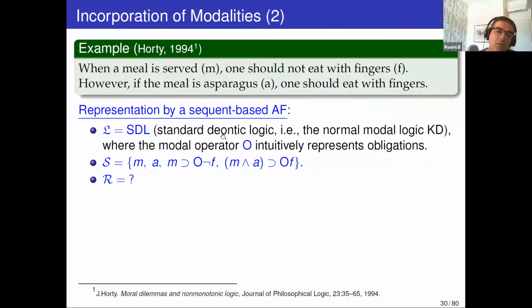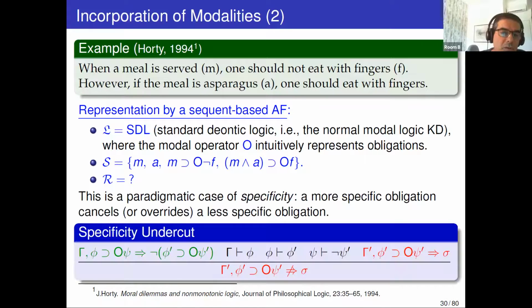This is one way of representing the situation. So we have a meal, asparagus, and the two obligations. What should be the attack rule in this case? So this situation is actually a paradigmatic case of specificity. A more specific obligation cancels or overrides a less specific obligation. So if we know that asparagus is served, this is a more specific situation than knowing that we only have a meal.